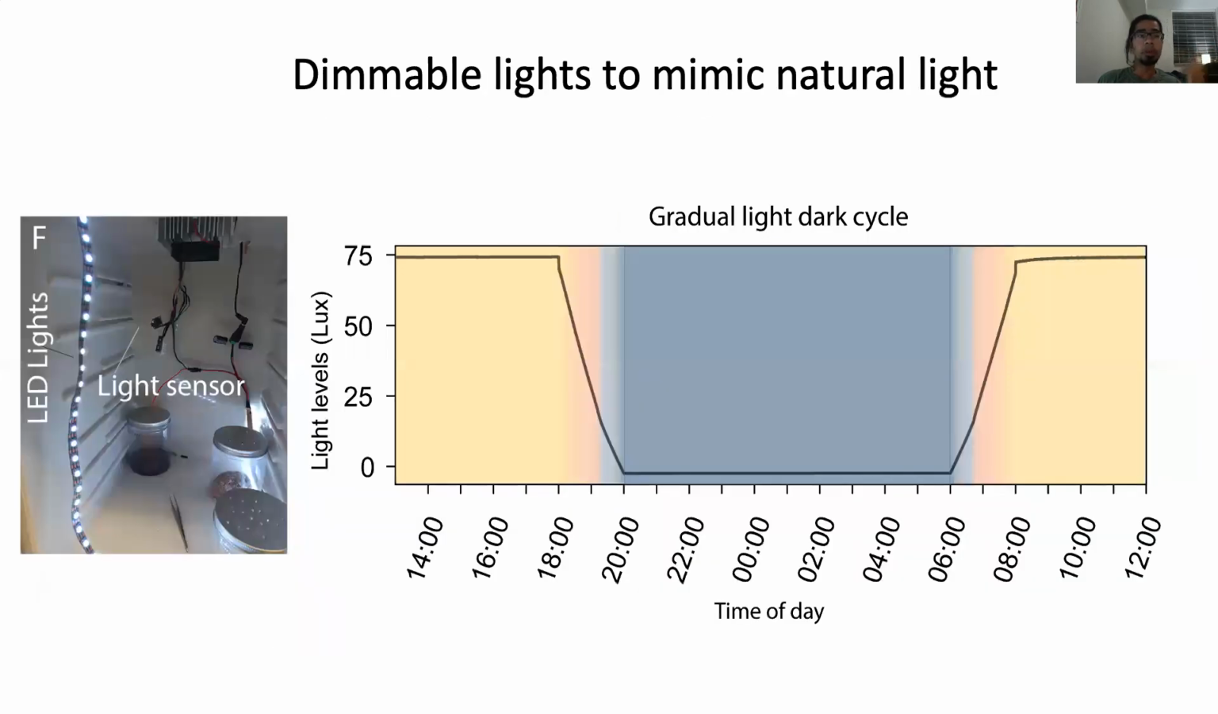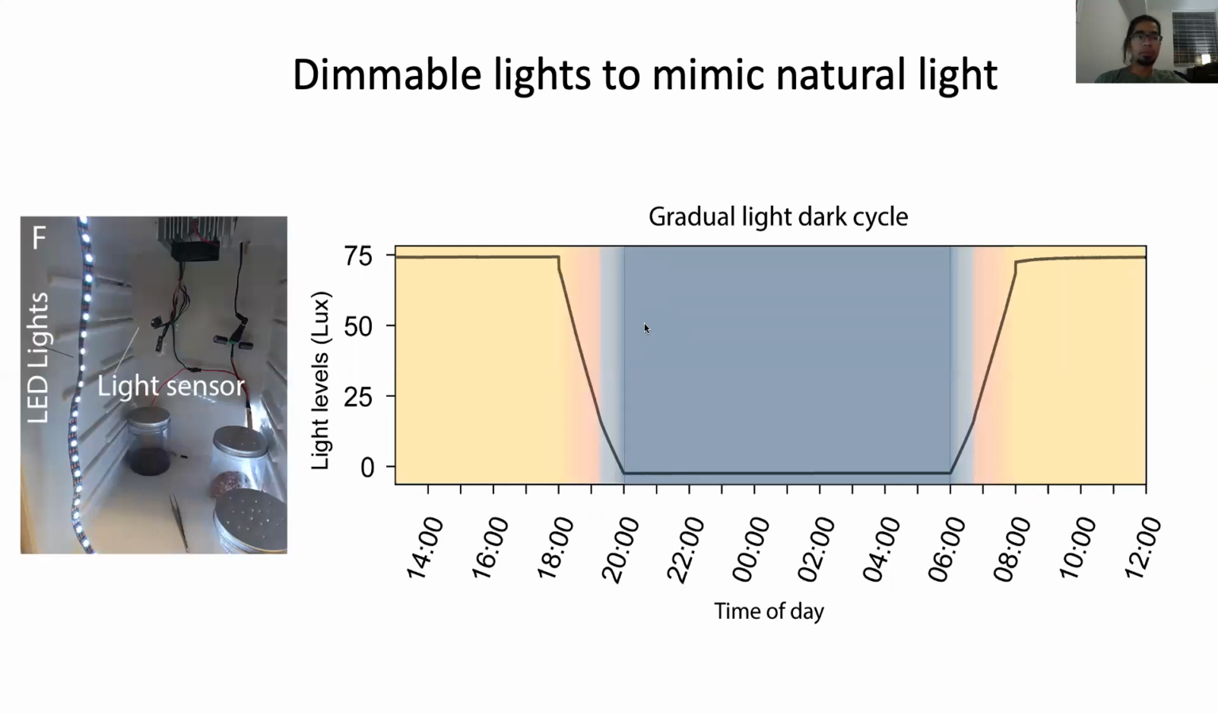So what we also added to this is we wanted to get natural light cycles. So we used controllable LEDs. Each one of these LEDs can be controlled by a Raspberry Pi to set brightness and color. And we basically ran a script that controlled the light level to match a dusk and dawn, not just an on off. So you have light levels go from say 75 to 0 lux.